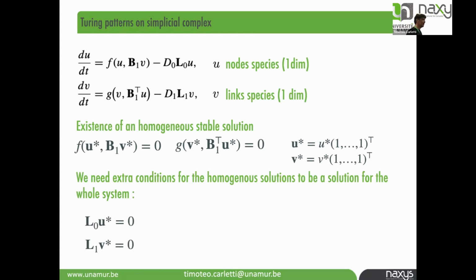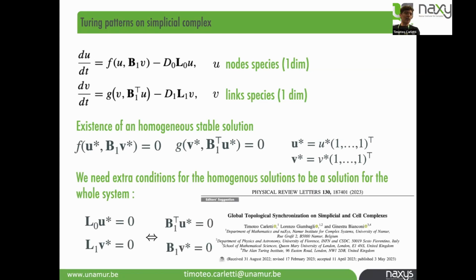But the second one is not always true. It depends on the simplicial complex. Indeed, to solve these two equations, you have to solve them for the matrices B transpose. And this is exactly the condition that we found with Ginestra in a different framework, the synchronization of topological signals, where again we show that not every simplex can sustain global synchronization. It's the same here. Not every simplex can sustain Turing patterns.